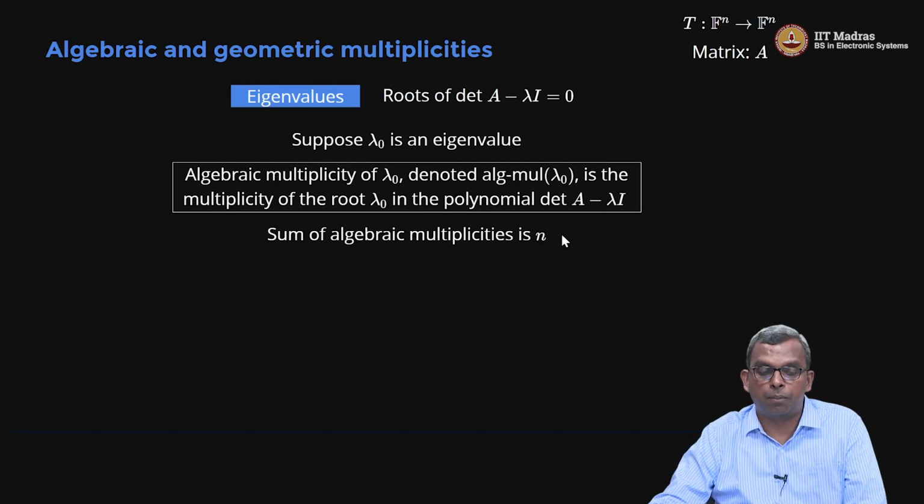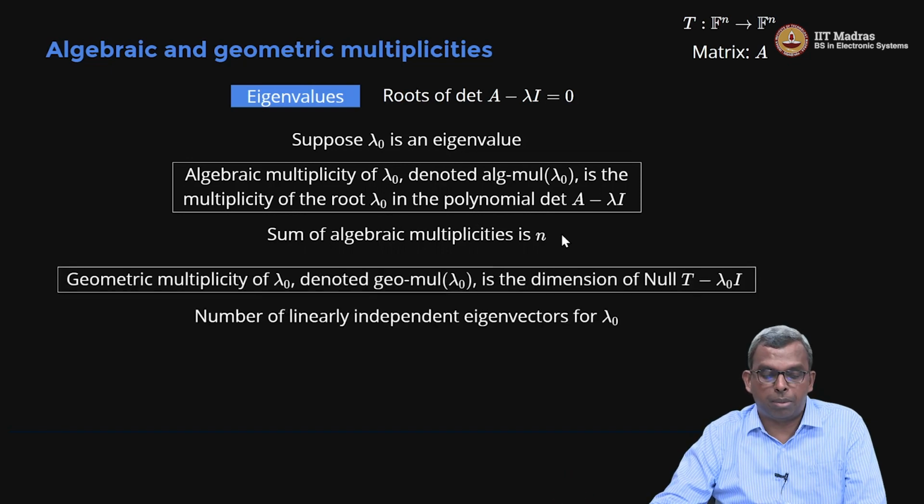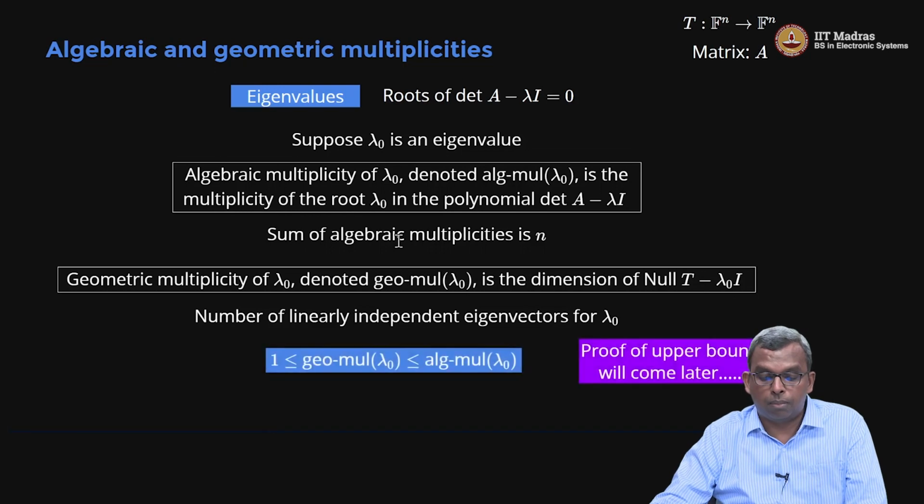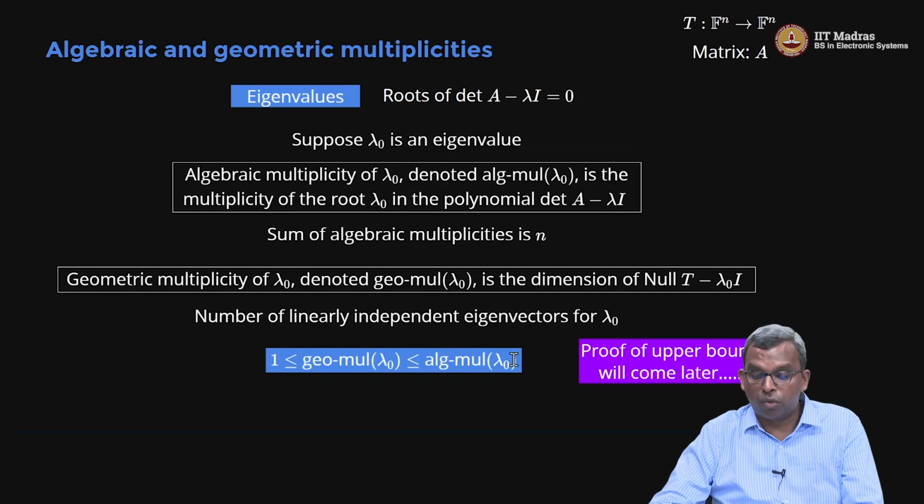That is something we can see. Now, there is also something called geometric multiplicity. The geometric multiplicity of lambda, which we denote as geomul of lambda, is the dimension of null(T minus lambda naught I). Basically, it is the number of linearly independent eigenvectors for eigenvalue lambda naught. It turns out this inequality is true: geometric multiplicity is less than or equal to the algebraic multiplicity of lambda, but it is of course greater than or equal to 1. At least 1 is guaranteed, but you may not go all the way up to the algebraic multiplicity.